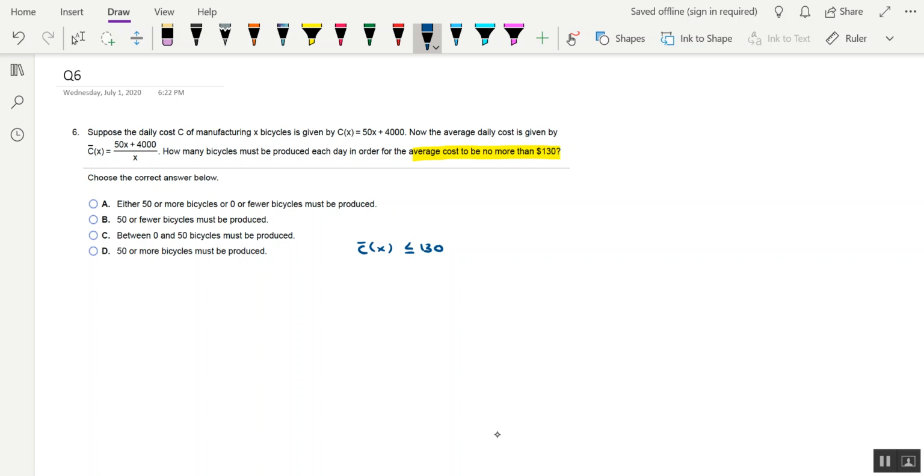Using the graphing calculator, we're going to enter two equations into the y equals menu. Y1 is going to be the average cost function, C bar of x, which is provided to us: 50x plus 4,000 all over x. And then Y2 is going to be the dollar amount that we're comparing the average cost to, which is 130.